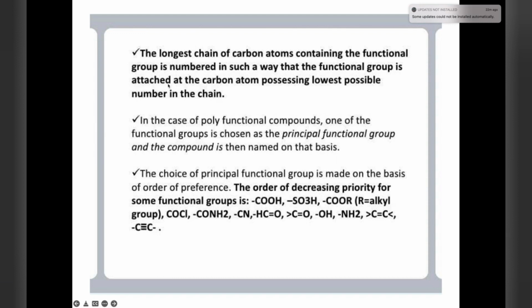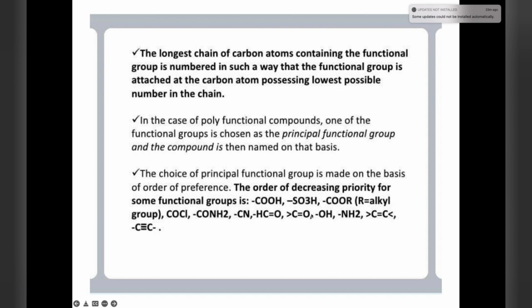Okay, now first what you have to do is select the longest chain of carbon atoms, and the functional group is numbered in such a way that the carbon atom to which it is attached has the lowest possible number in the chain. Suppose it is a polyfunctional compound, one functional group is chosen as the principal functional group and the compound is then named on that basis. We will do some naming exercises later on, and the choice of principal functional group is made on the basis of order of preference.